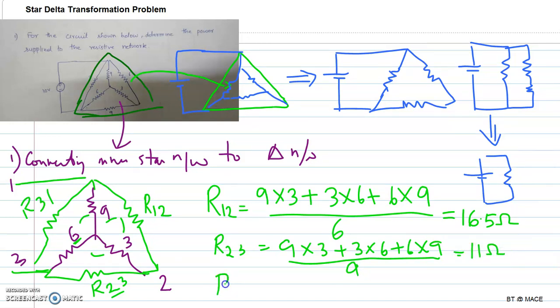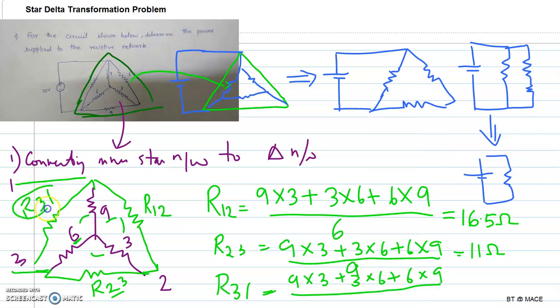Now we have the last one, R31. Again, the numerator is the same, 9 into 3 plus 3 into 6 plus 6 into 9, divided by the resistance opposite to R31, which is 3. Divided by 3, you get the answer as 33 ohms.